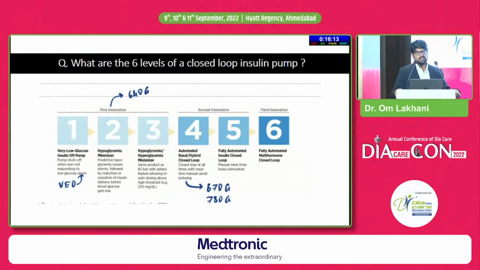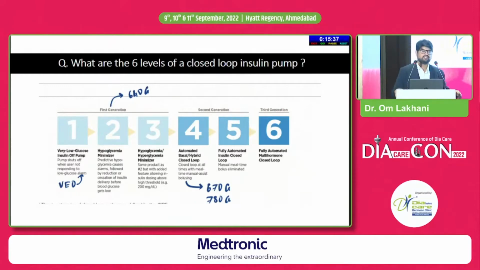Then you have the hypoglycemia minimizer. It has a predictive threshold suspend. When the blood sugar is crashing towards the low side, before it goes low, it switches the pump off. It means that, let's say you are going to meet an accident. Before you meet an accident, you press the brake, not after you meet the accident. That is what a predictive threshold does. If the blood glucose is rapidly falling, the pump can predict what is going to happen, and it shuts off the pump before the patient goes into hypoglycemia. So these are the two things. These are the first generation pumps.